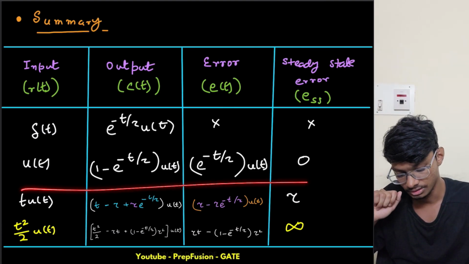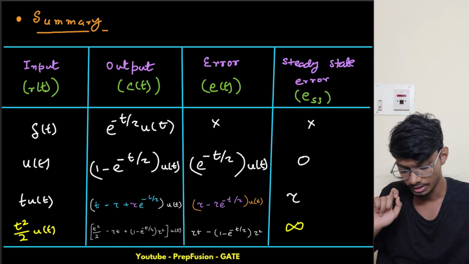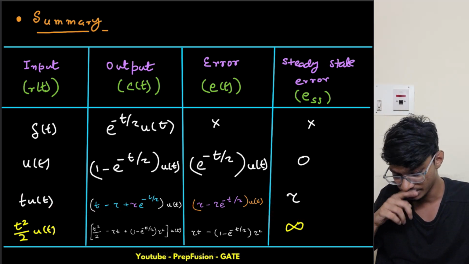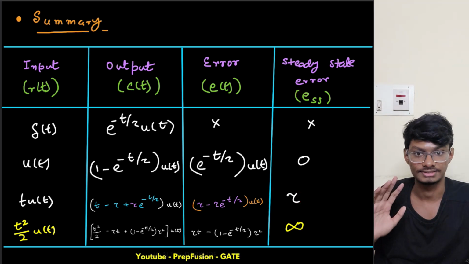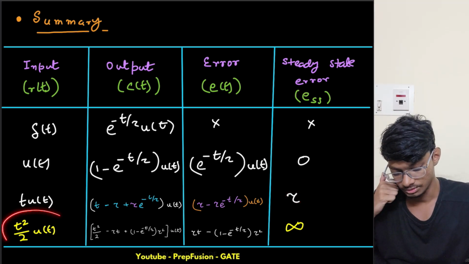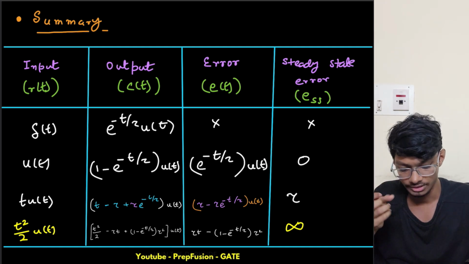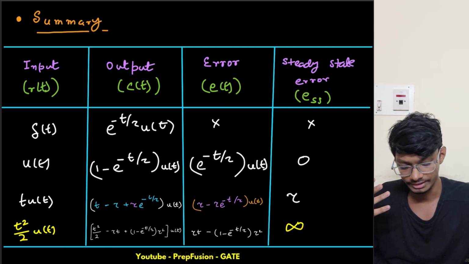So this is the step input, and this is the ramp response, right? And what is this? This is the steady state error, ESS. Now this is t square by 2 into u of t. This is a parabolic input, basically, and here the error is infinity, and these are the expressions.